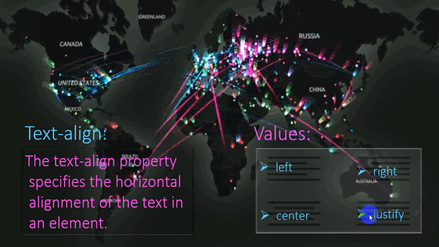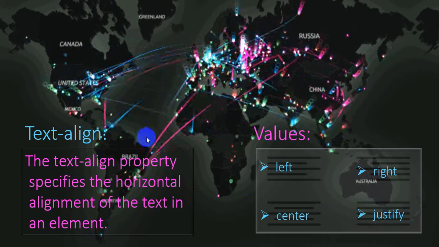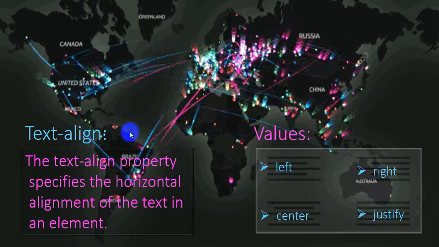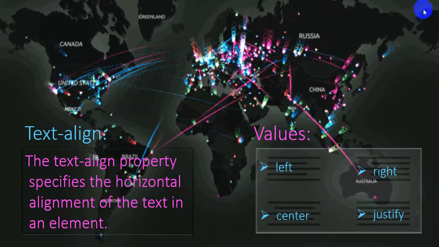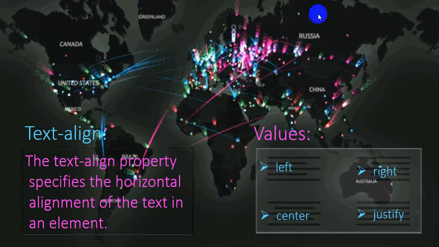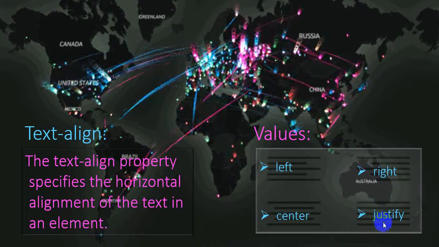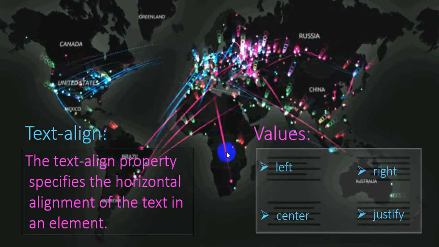Just for the time being, try to understand that text align is a property of CSS which is used to align your text in different ways. You can align your text from the left, from the right, and you can place it inside the center, or we have one more, that is justify. I will show you all four values of the text align attribute.